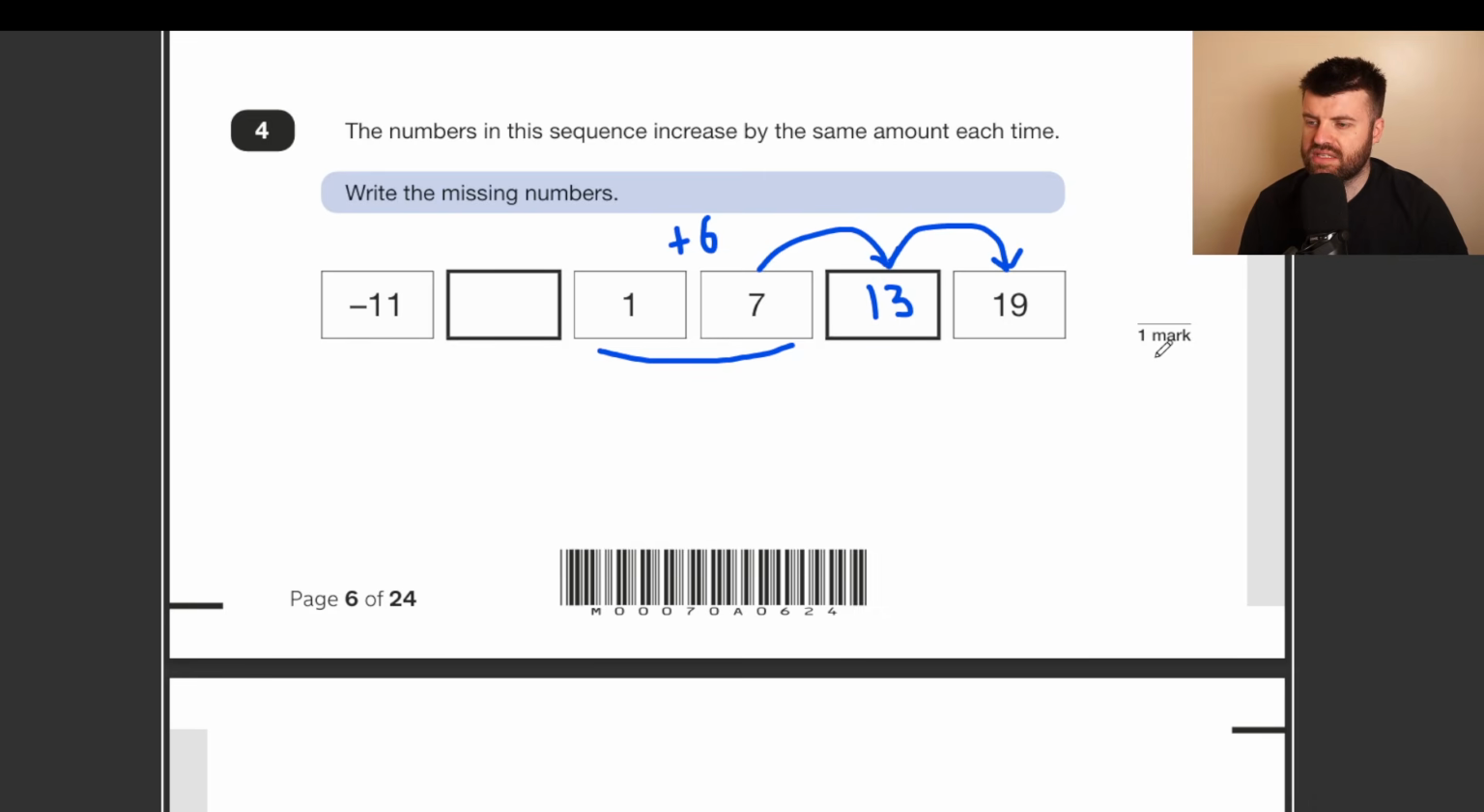So that's cool. But this is only 1 mark. So we wouldn't get anything if we just finished there. We need to also figure out what's in this box. 2 ways to do it. Add 6 on to minus 11.